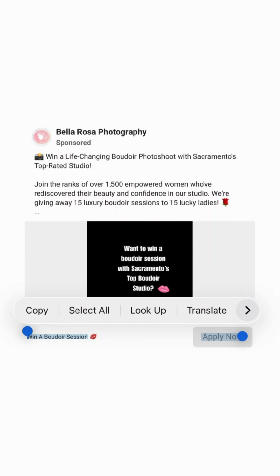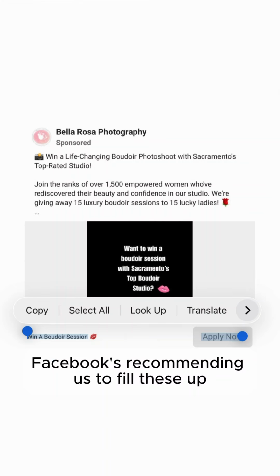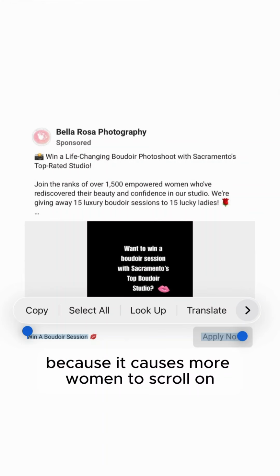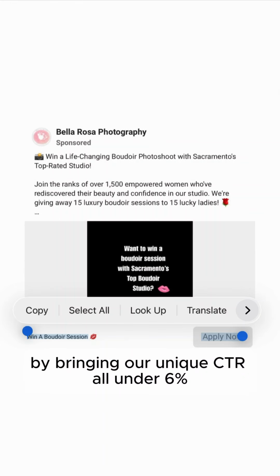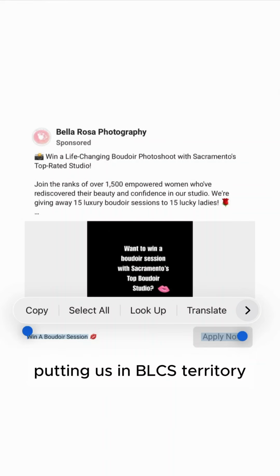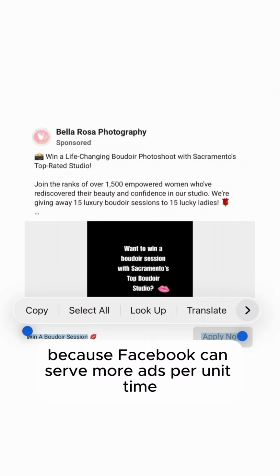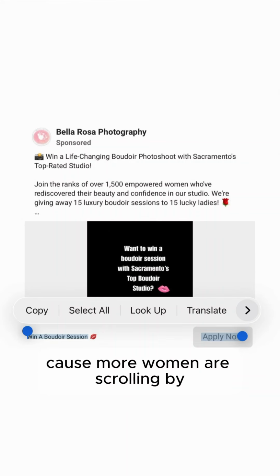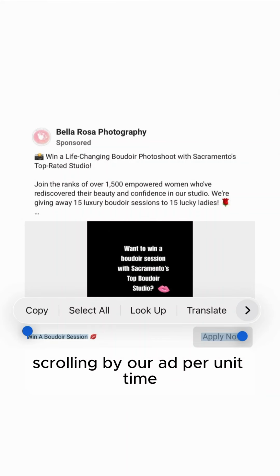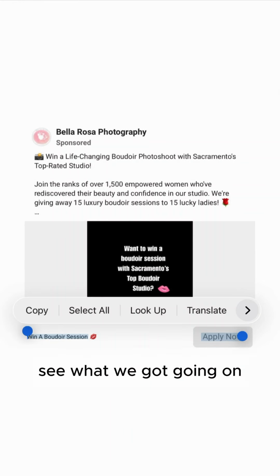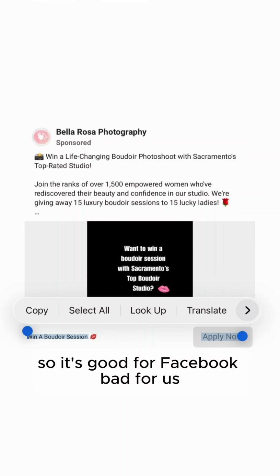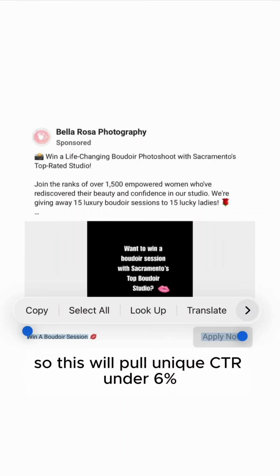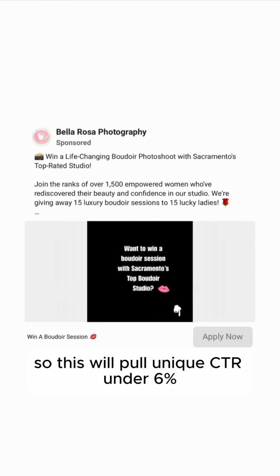The problem with this, though, is that Facebook's recommending us to fill these out because it causes more women to scroll on by, bringing our unique CTRL under 6%, putting us in BLCS territory. And Facebook wants that because Facebook can serve more ads per unit time because more women are scrolling by our ad per unit time. They're not clicking in to read more, see what we've got going on. So it's good for Facebook, bad for us. So this will pull unique CTRL under 6%.